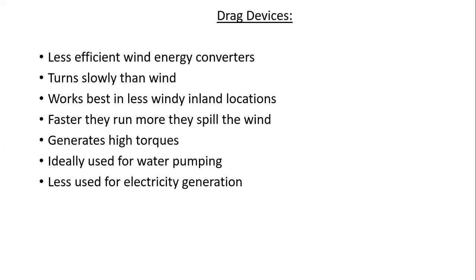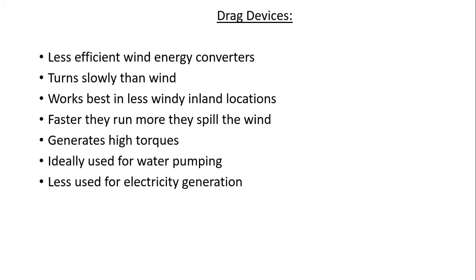The faster they run, the more they spill the wind. Spill means breaking the wind, nothing but that. So the faster they run, they will cut the wind and move. And lift devices, on the other hand, are capable of giving profit from the higher power densities. These higher power densities are only available at high wind speeds.